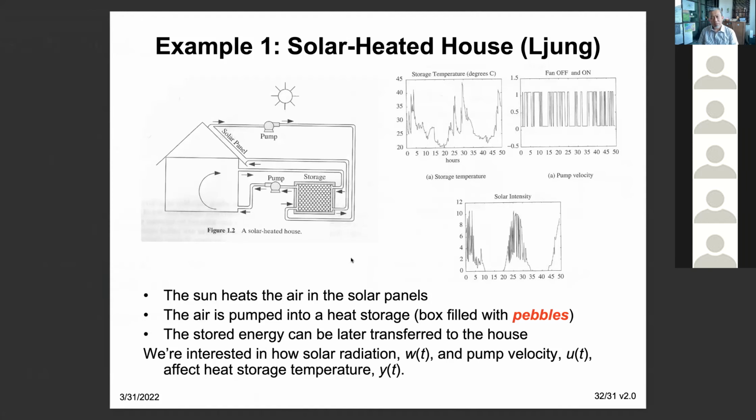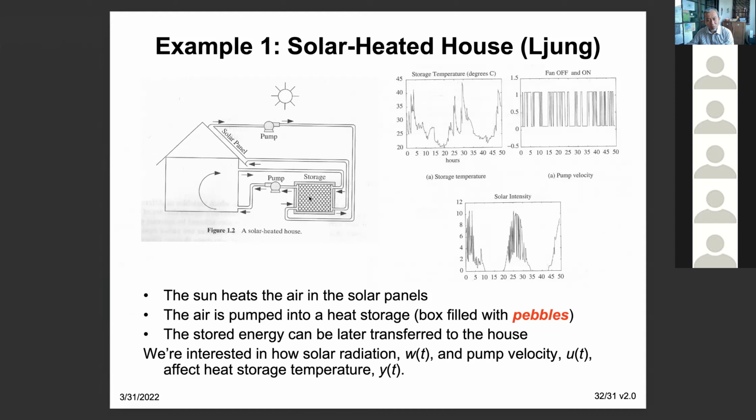Well, one case study highlighted in the textbook is the solar heated house by Lennart Ljung, where you have a solar heated house. Usually this is located in Europe, where you have four seasons weather. They put a solar panel here, and a pump that will pump warm water into the storage, so that it will heat the house, using hot water that will be circulated in the house to warm the house.